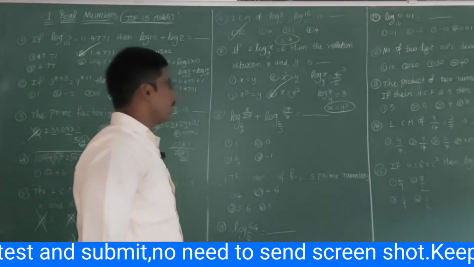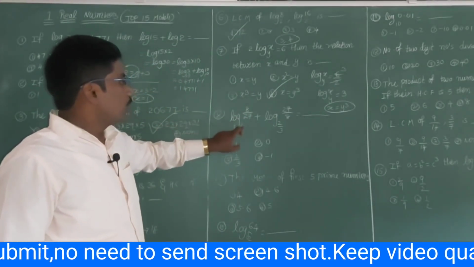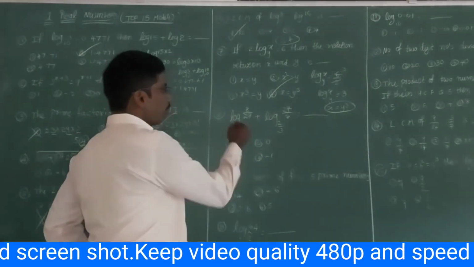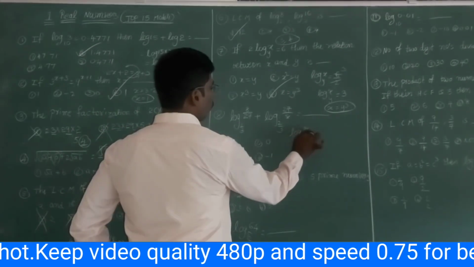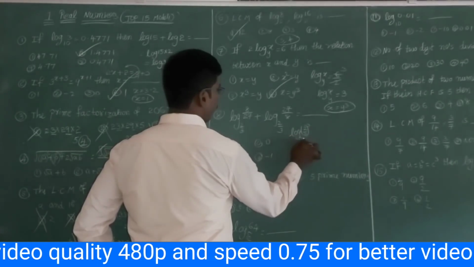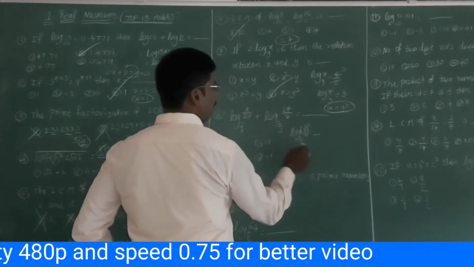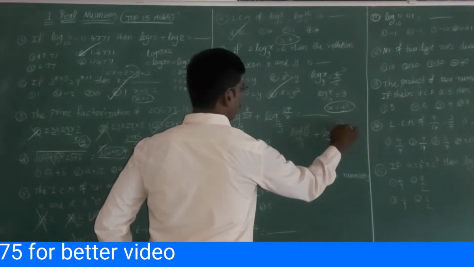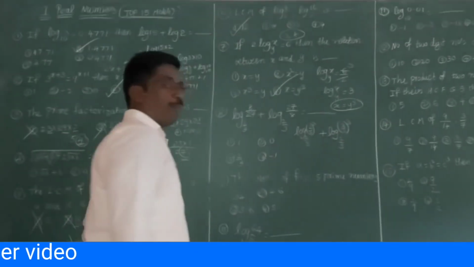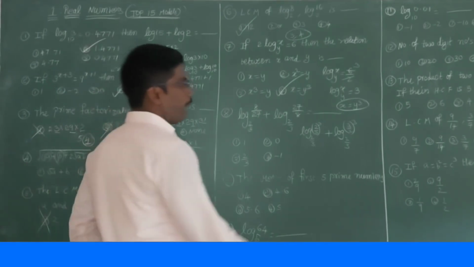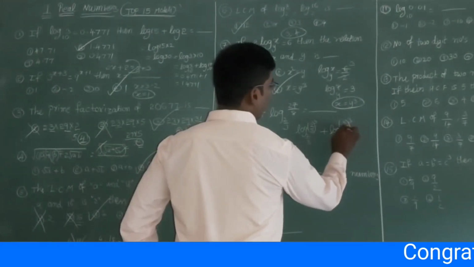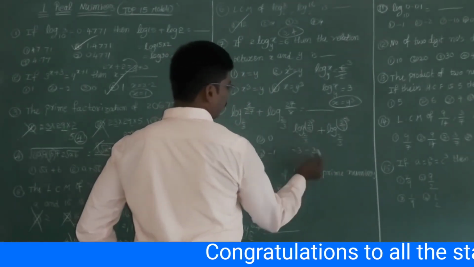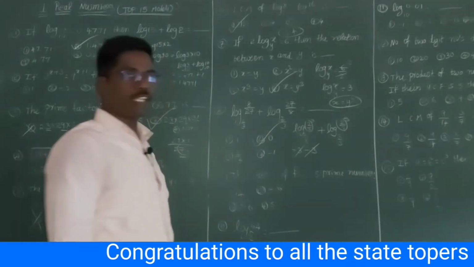So fourth option. Next, log 8 27 base 2 by 3 plus log 27 8 base 2 by 3 is equal to. See, this can be written as log of 2 by 3 whole cube base 2 by 3, plus, I will say again, this can be written as log of 3 by 2 whole cube base 2 by 3. If you interchange a and b, then it will be minus. So here plus 3, here minus 3. So plus 3 minus 3 will get cancelled. Answer 0. That is the second option.